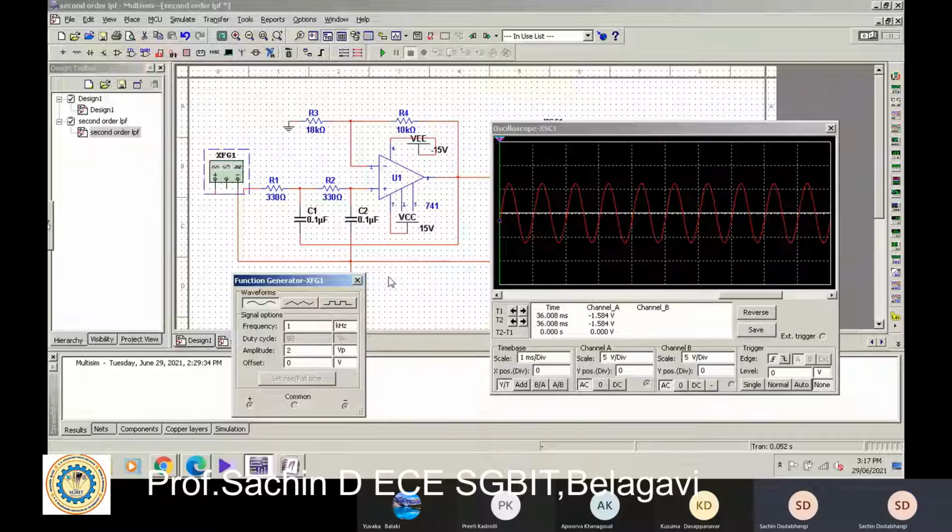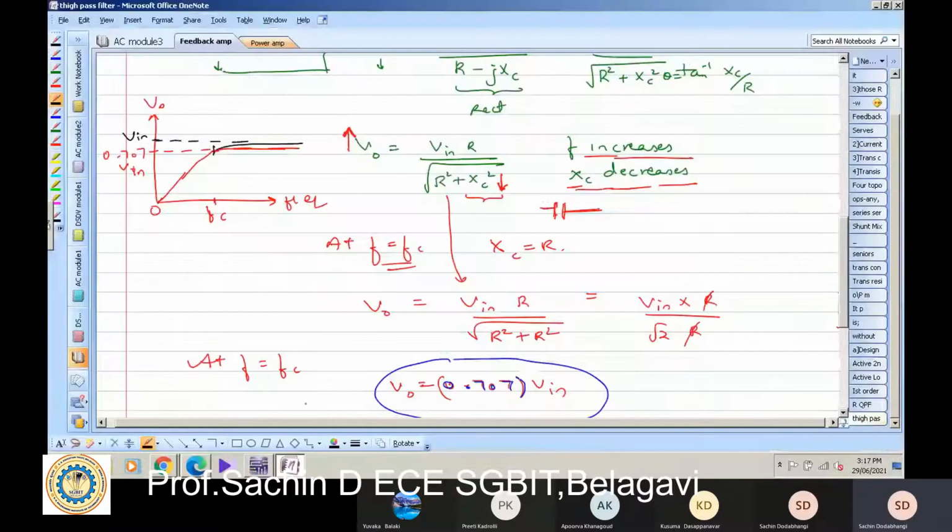So do you have any doubts in this theory on this low pass and high pass? Yes, do you have any doubts in this? Yuvaka, Apurva, Kusuma? No, sir.